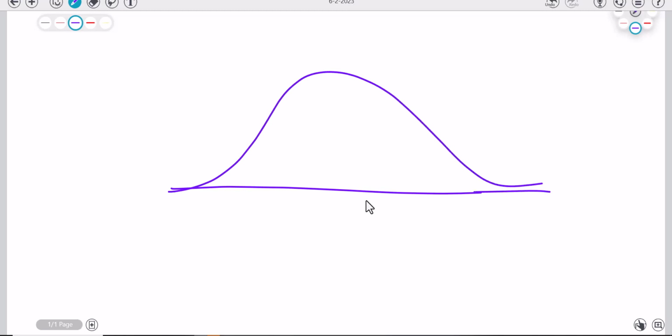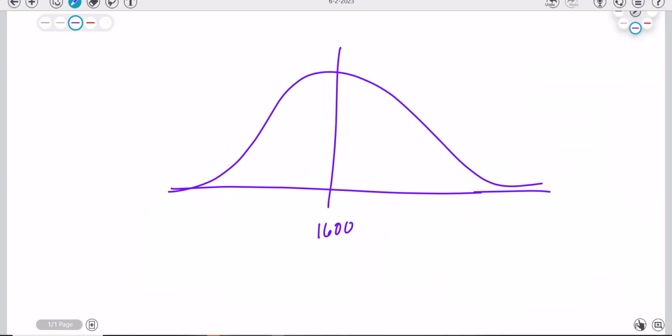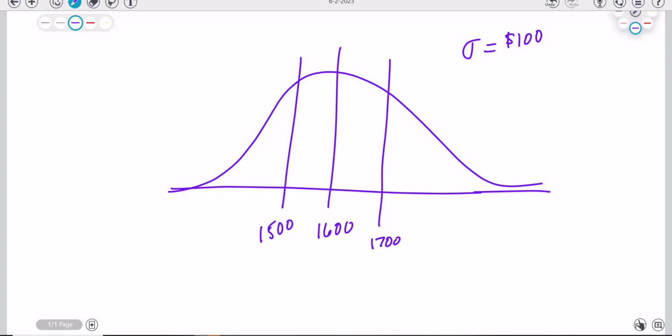It says that the mean is 1,600. And then one standard deviation, let me bring this back over here so you can read it. It says one standard deviation is 100. So what that means is if you're one standard deviation, let me just put the symbol for standard deviation. If you're one standard deviation above the mean, that means you're at 1,700, right? You add one. If you're one standard deviation below the mean, you're at 1,500.